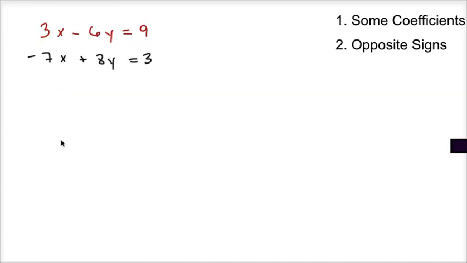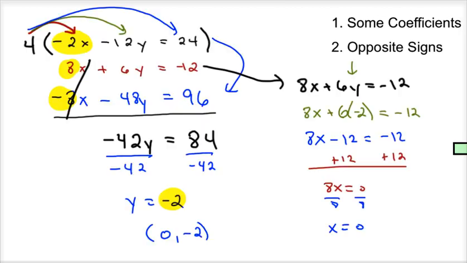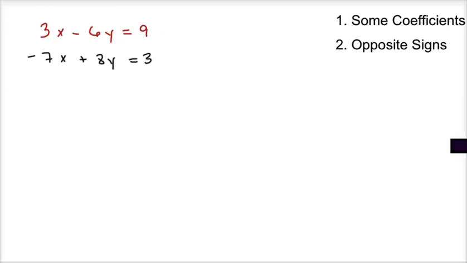3x minus 6y equals 9. Negative 7x plus 8y equals 3. All right, so looking back at the last example, I multiplied one equation by a number to get the coefficients to cancel. All right, so this one, again, a little bit different. Can I multiply 3 by anything to get 7? No. Can I multiply 6 by anything to get 8? No. So in this case, I'm going to have to manipulate both equations.